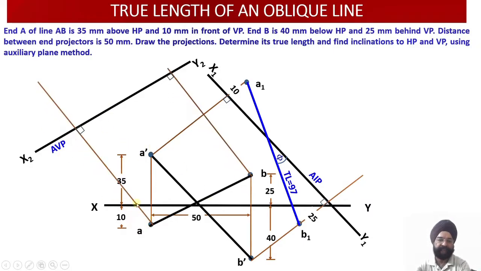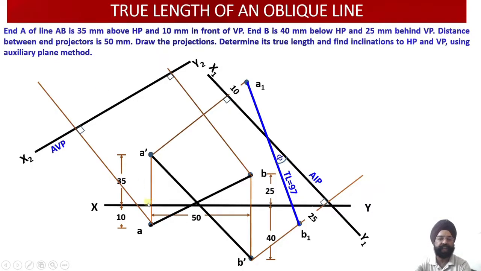Now I am going to draw two projector lines through A and through B. Through ends A and B of the plan projection, I draw two perpendicular projectors. You see, I have marked these perpendicular projectors over here. And now I am going to mark the distances of the elevation. Why? Because any view which is obtained on AVP is called the auxiliary elevation.